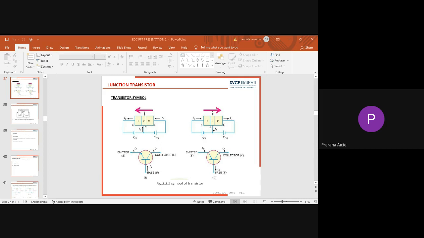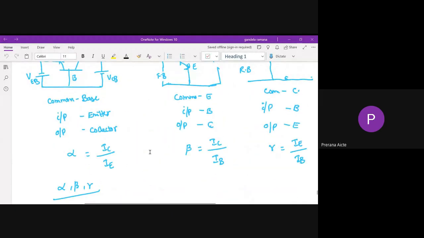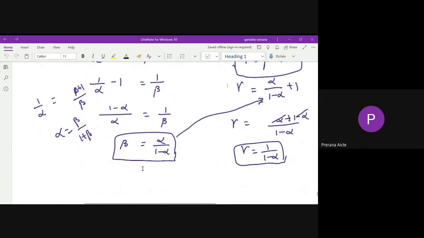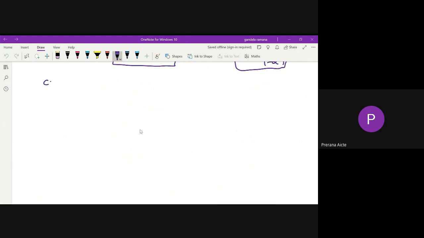So see here, we discussed last class: amplification factor alpha. Alpha is IC by IE. What is beta? Beta is equal to IC by IB. Gamma is equal to IE by IB. Okay. Now that we know the relation of alpha, beta, gamma, we have to see the output current equations of CB and CE configurations.